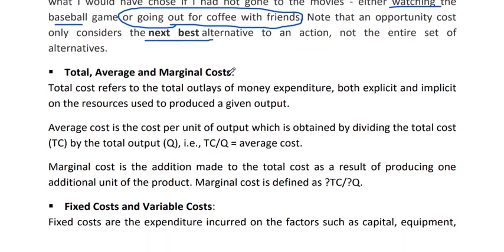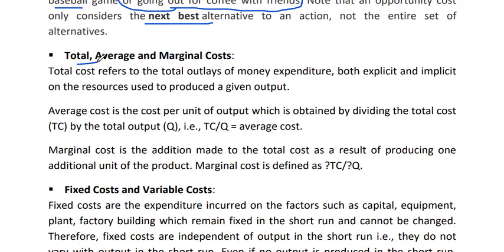Okay, now next, total, average and marginal cost. Total cost refers to the total outlays of money expenditure, both explicit and implicit, on the resources used to produce a given output. All the total cost of a given project is called total cost.